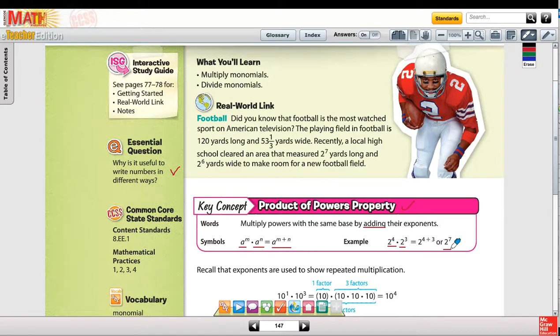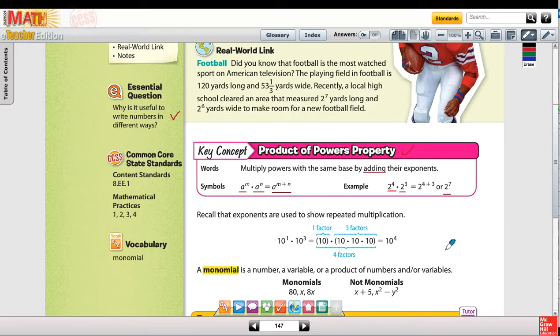2 to the seventh. A monomial is a number, like 80, a variable, like x, or the product of a number and or variables, like 8x. The two underneath the not monomials are actually binomials because they have two terms. For example, x is one term and 5 is one term, and together they make a binomial.